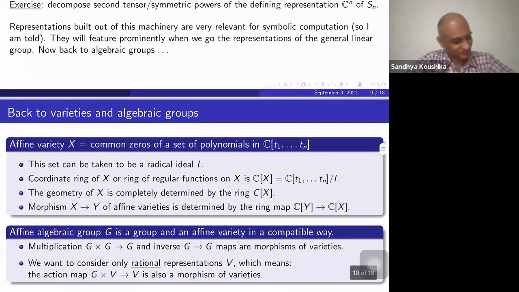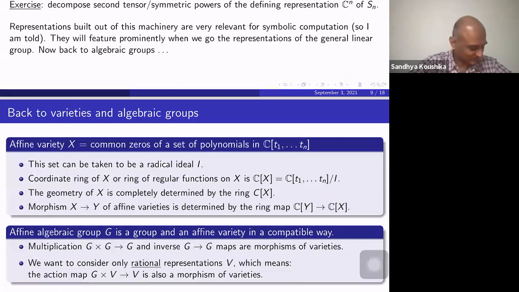All right, so I have given here a little bit of review. So remember that an affine variety is just the set of common zeros of a bunch of polynomials. Right? You draw their graphs and you intersect. It doesn't matter if you take the ideal, and it doesn't matter if you extract all the roots of this. So that's what radical ideals are.